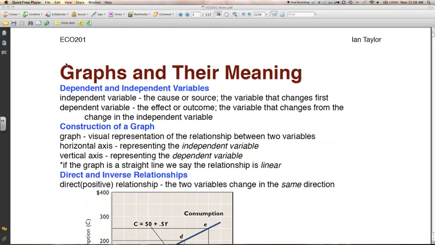Section 1 is going to cover limits, alternatives, and choices, but before we start that part of the section, we're going to be going over graphs and their meanings, mostly to make sure that you still remember how to interpret graphs.